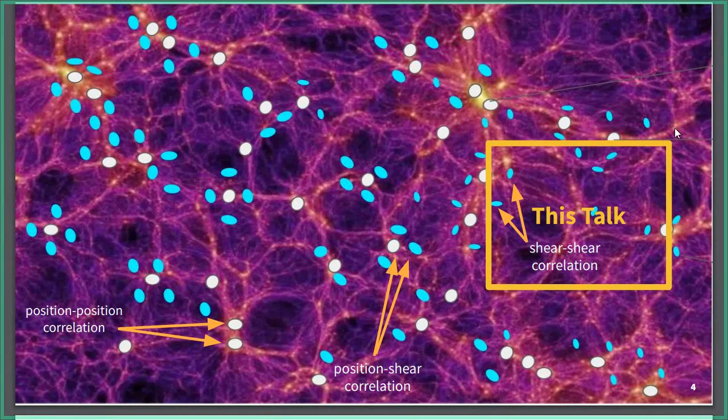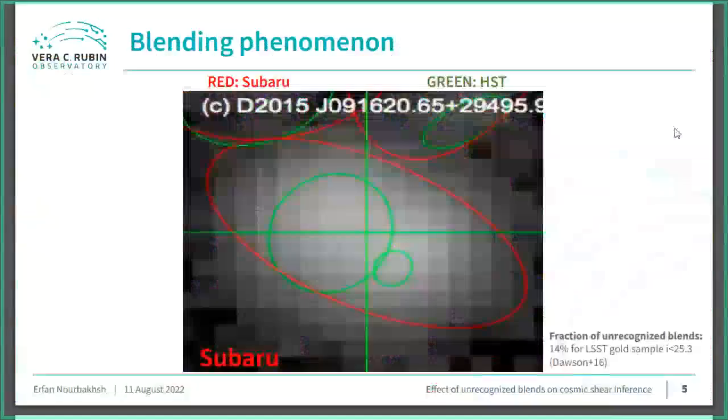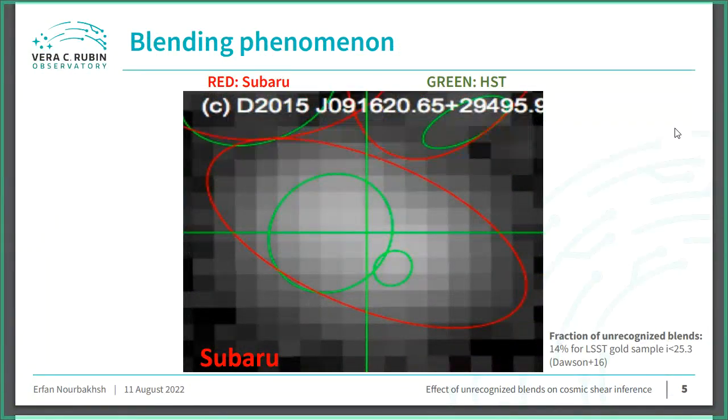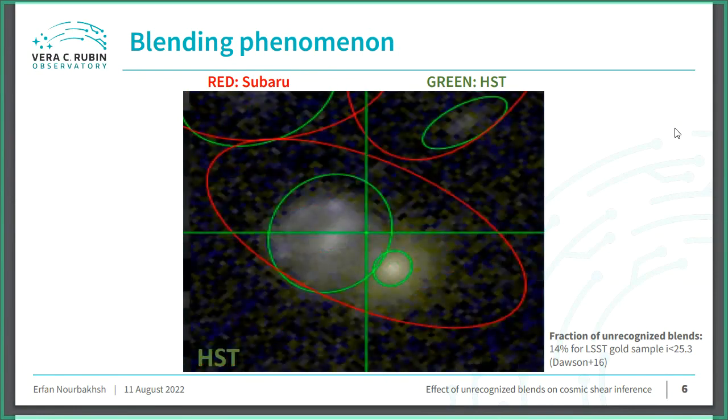But we know real data comes with complications. One of these complications is blending. It turns out when we observe the sky using ground-based telescopes, sometimes we see a picture like this, and we think it's just one galaxy that we detect. But when we observe the same area of the sky with a space-based telescope, for example, here the comparison is between Subaru and HST, you see two or more galaxies instead of one galaxy. And this is going to introduce some biases in our science that we get from our data. And we want to know to what extent these biases are important.